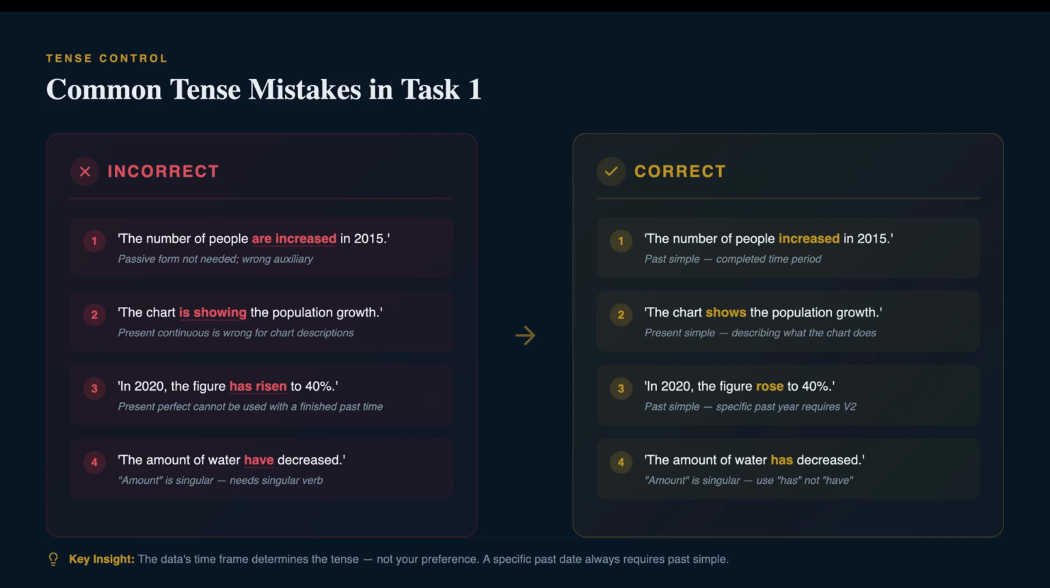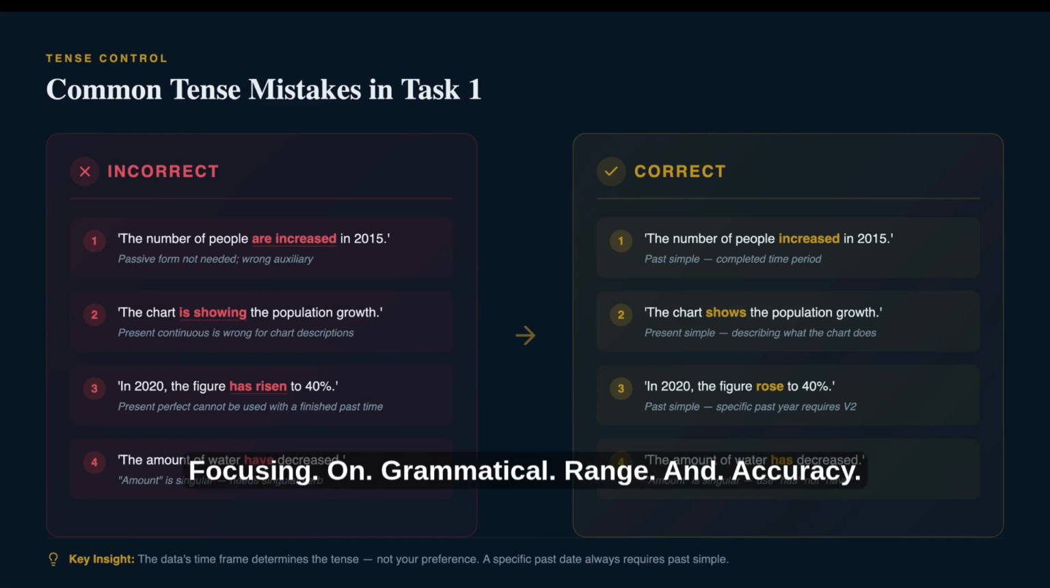All right, that should be it for today's lecture, part 1 of academic IELTS writing task 1, focusing on grammatical range and accuracy.